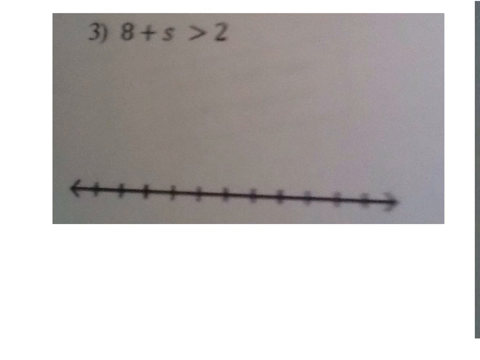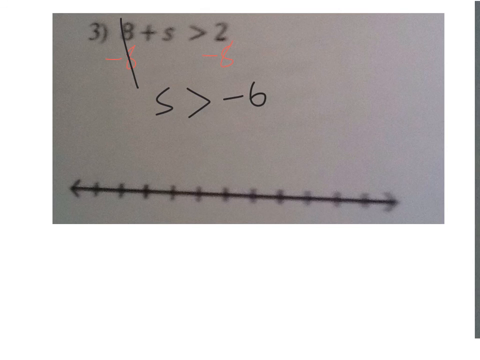Okay, so this problem is very similar. You need to isolate the s, so the first thing you're going to do is subtract 8 on both sides. The 8 will cancel out, so you'll be left with s is greater than negative 6. 2 minus 8 is negative 6.